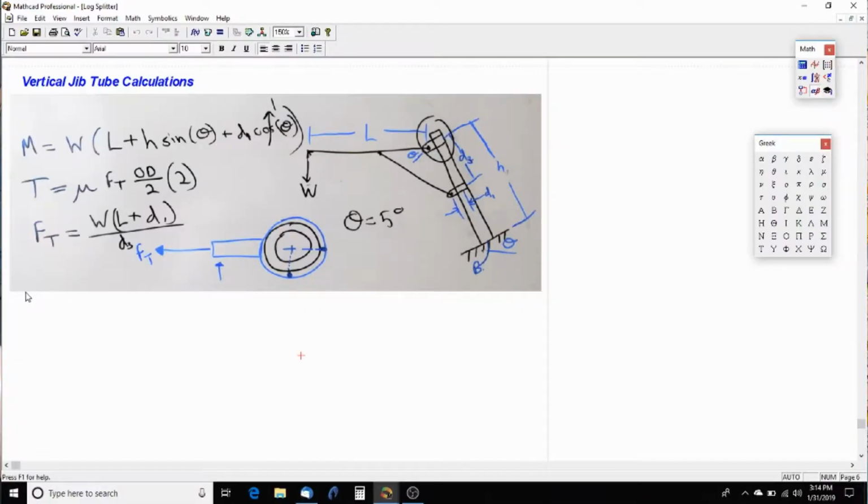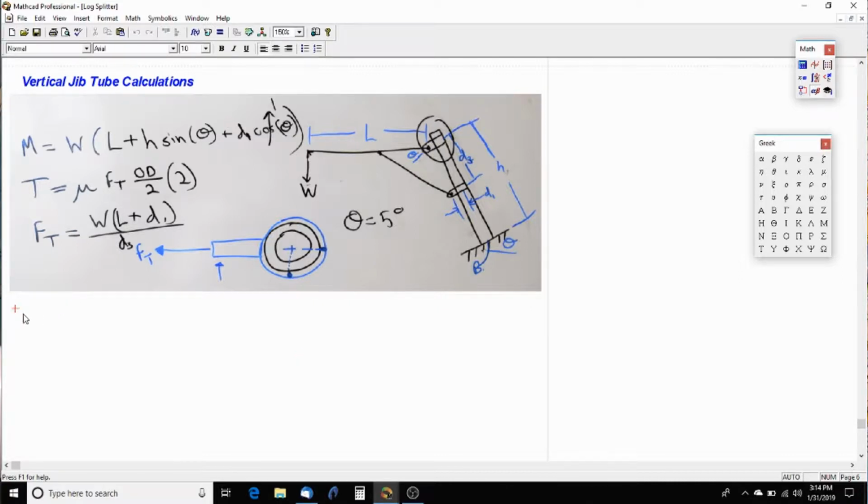In this episode, we are going to take what we learned last time, the calculations for the vertical tube on the jib, and put them into MathCAD and calculate our stress. So let's get started. You can see here in MathCAD that we've got a new header, vertical jib tube calculations, and we've got our picture from what we drew on the whiteboard earlier.